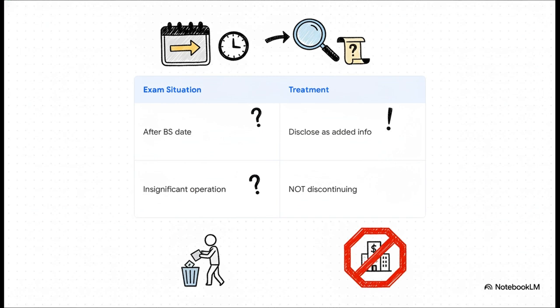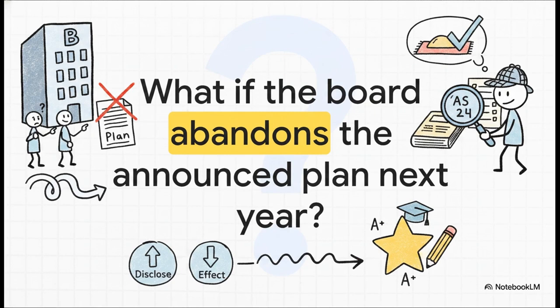And just as a quick refresher, winding up a tiny insignificant operation is not a discontinuing operation at all. Please don't waste your precious exam time applying AS24 disclosures to it. All right, we've covered the definition, the triggers, the rules, and the traps. But let me leave you with one final test question to see if you are truly exam ready.